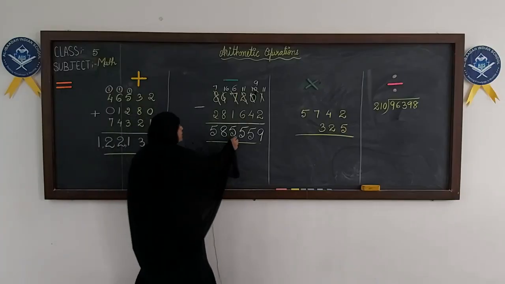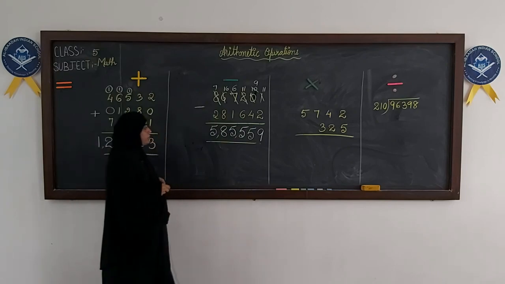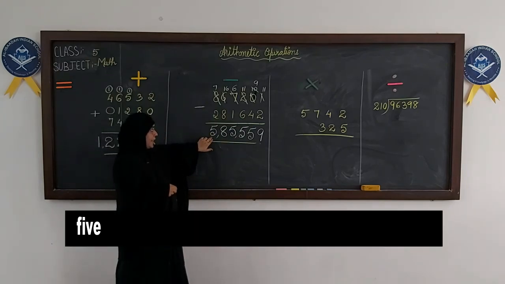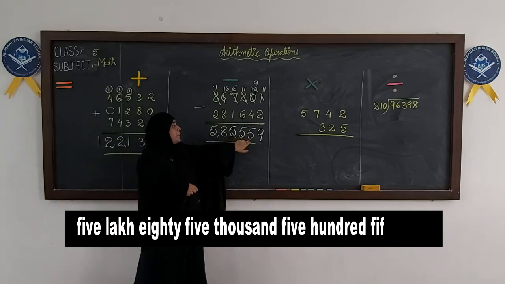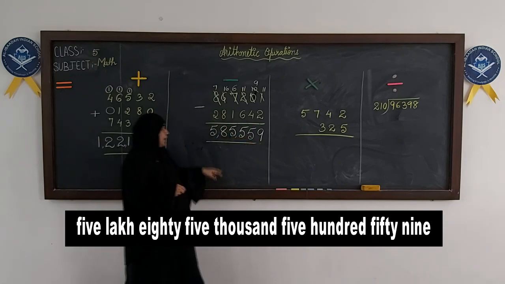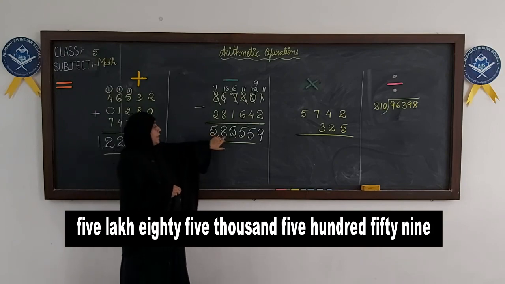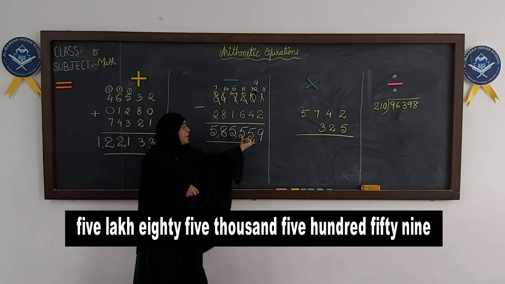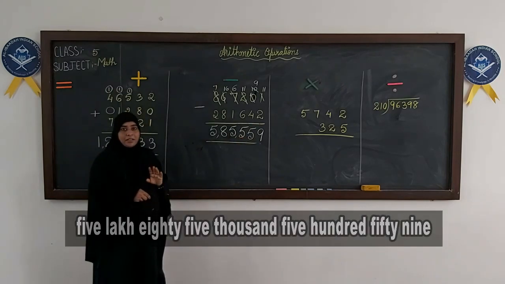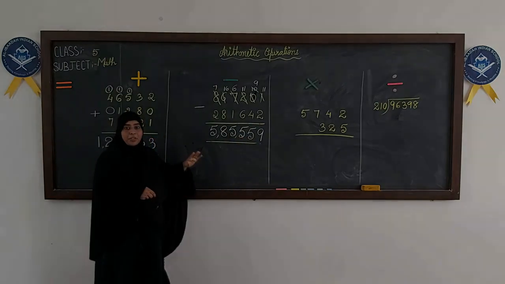Let's try to read this number in Indian system. It will be 5,85,559. Once again, 5,85,559. So two operations, I hope you have understood.